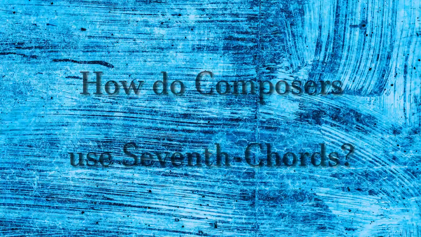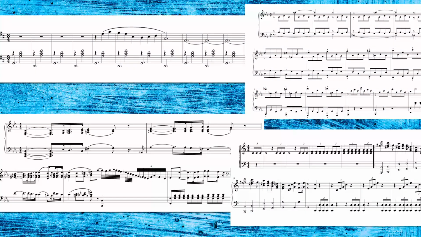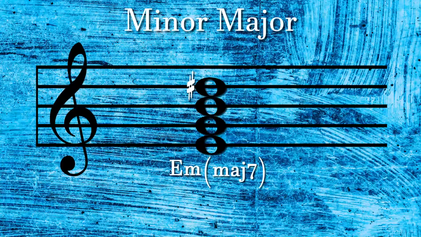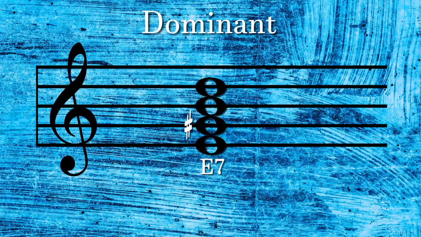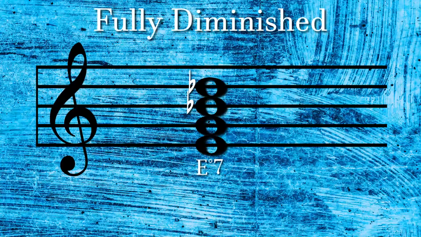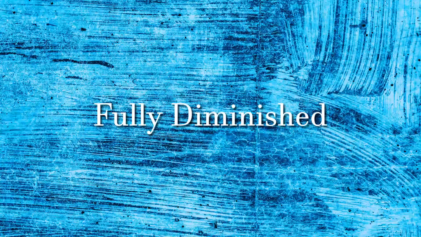So the next question is, how are these chords used? And the answer is in a variety of ways. So I'm going to give you a few examples of how each one of these chords is used and how the seventh resolves down by step. Each of these seventh chords inherently carries tension due to the added seventh, which seeks resolution downwards in stepwise motion. Let's explore how composers utilize the fully diminished seventh chord.